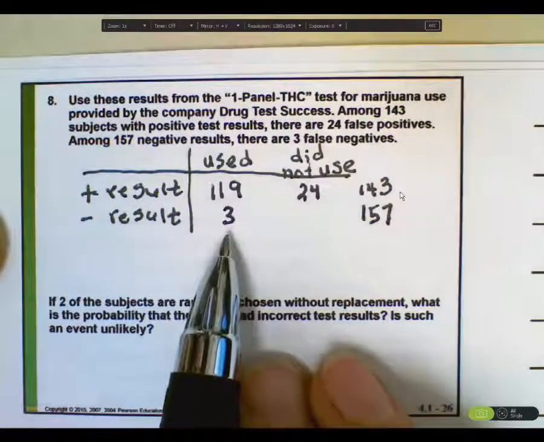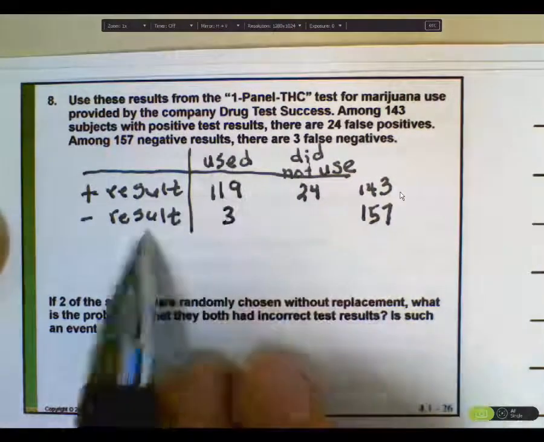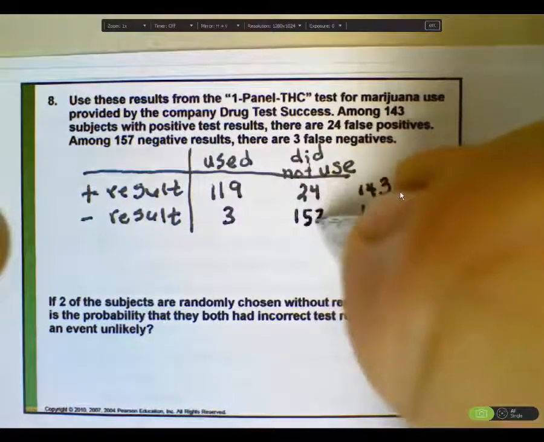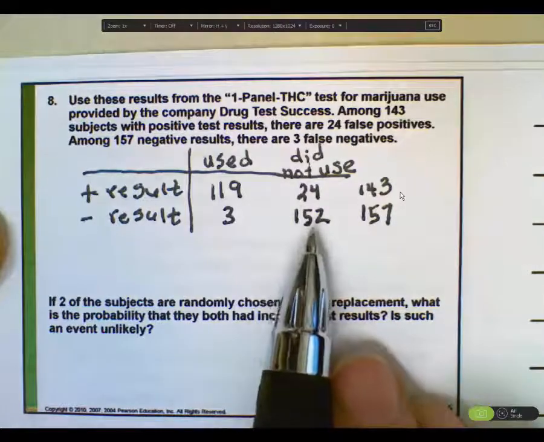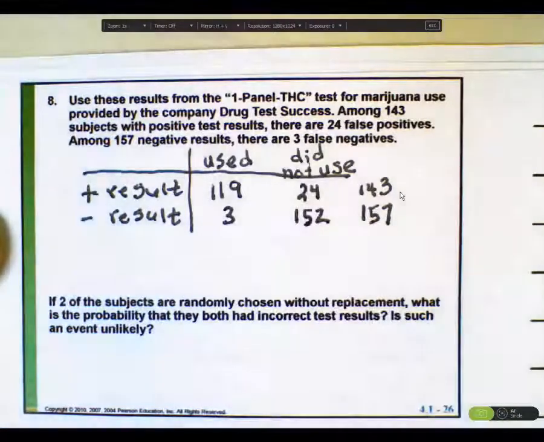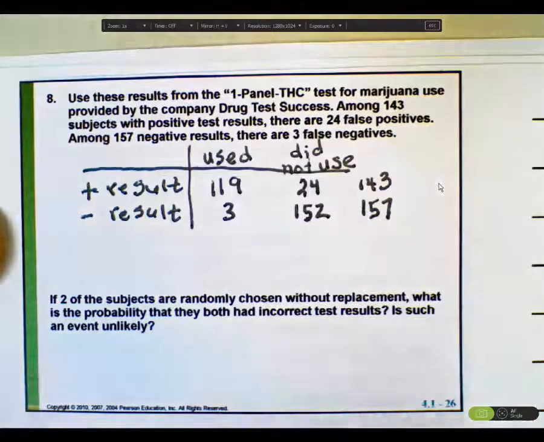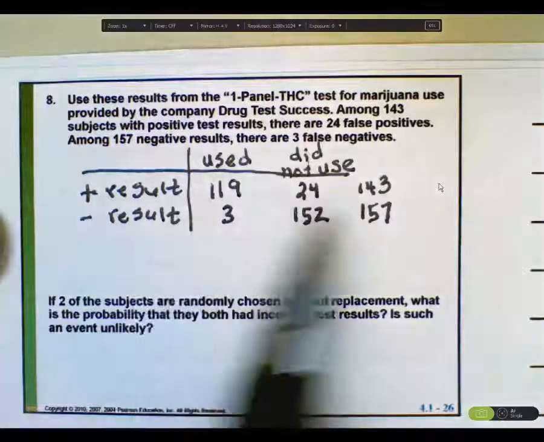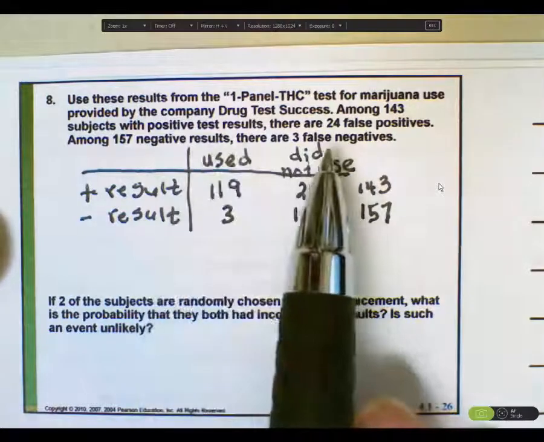So I had 3 people who tested negative, but they were using. Those are my false negatives. That means I had 152 people who tested negative and got the correct results. They were not using. Now, I may not have had to make the contingency table for this particular problem. I didn't go on and read what the question was, but I wanted to show you how to extract a contingency table from the information that you were given.